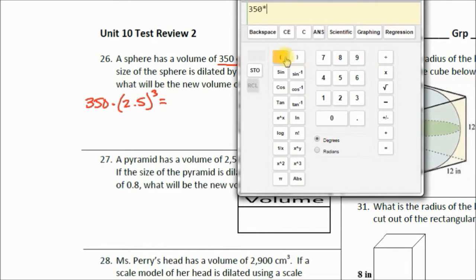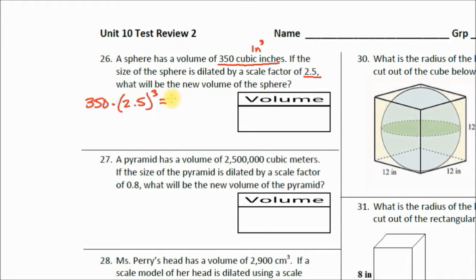350 times, I'll put this in parentheses, you don't have to actually, 2.5, and then I'm going to raise that to the exponent of 3, and we end up with 5468.75. Remember, we're still rounding to 2 decimal places. 5468.75, and that's still inches cubed. So our final answer is 5,468.75 inches cubed.